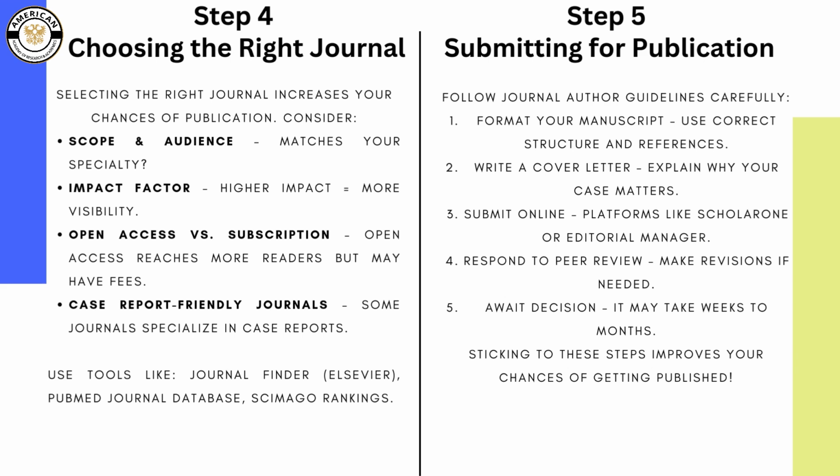Each journal has author guidelines that must be followed. Here's a step-by-step guide. Format your manuscript. Use the correct structure and reference style. Write a cover letter. Summarize why your case is important. Submit online. Most journals use submission portals like ScholarOne or Editorial Manager. Respond to peer review. Be prepared to make revisions based on feedback. Wait for acceptance or resubmission. The process can take weeks to months.